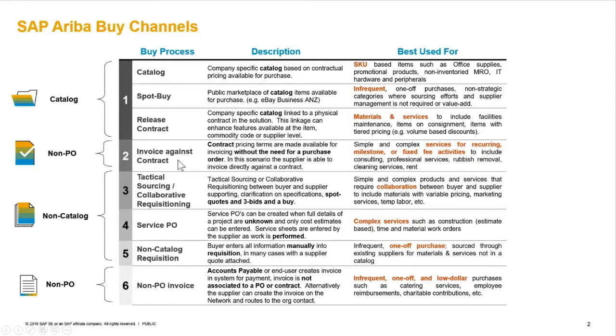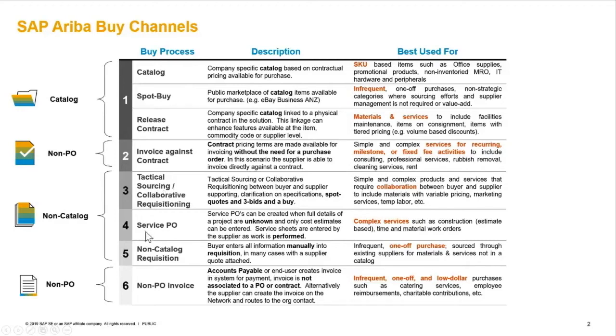So this could be like lawn maintenance, landscaping, window cleaning. Those invoices will be directly against the contract. There is no order in place. The third one is where we do an event bid and a buy policy, things that require quick sourcing or tactical collaborative requisitioning and so on.